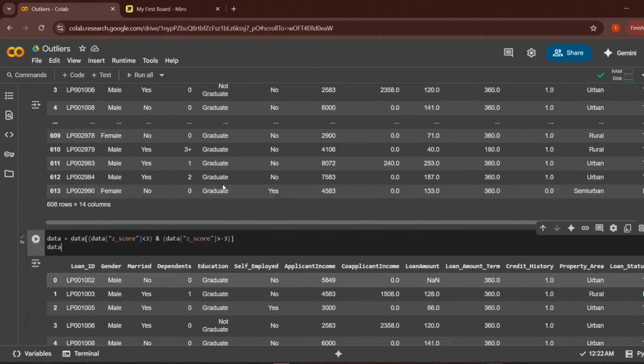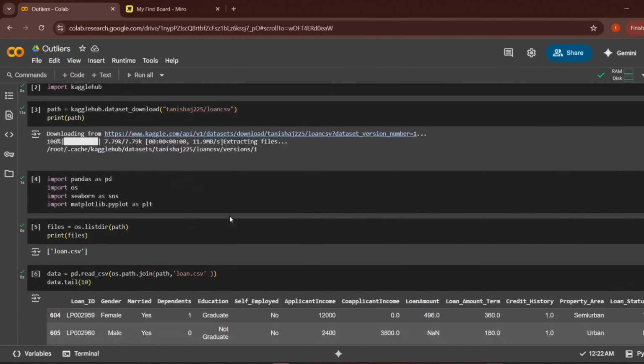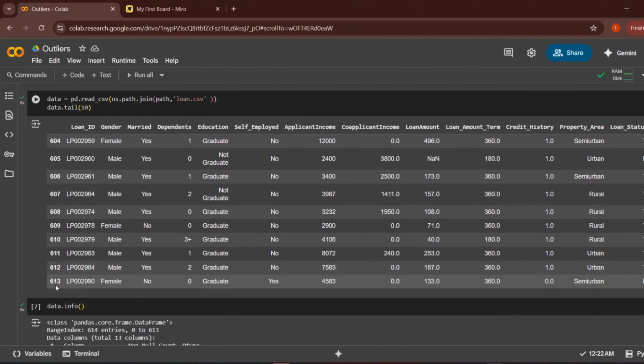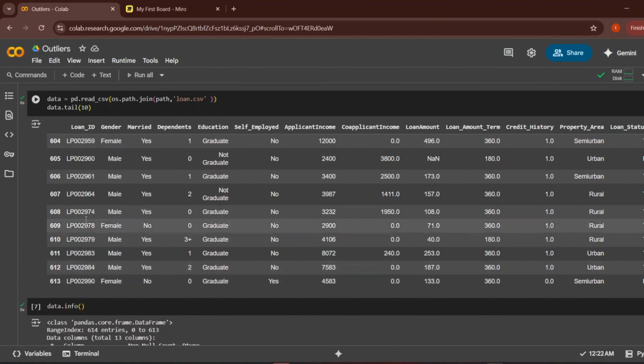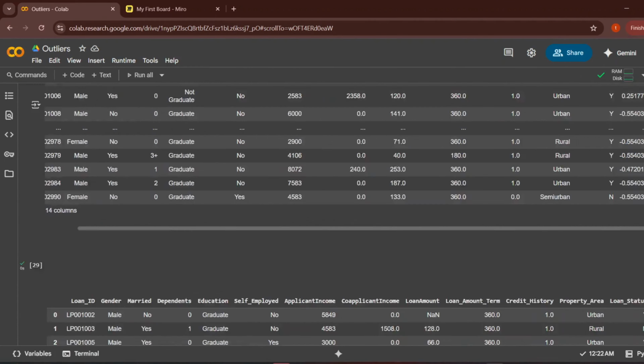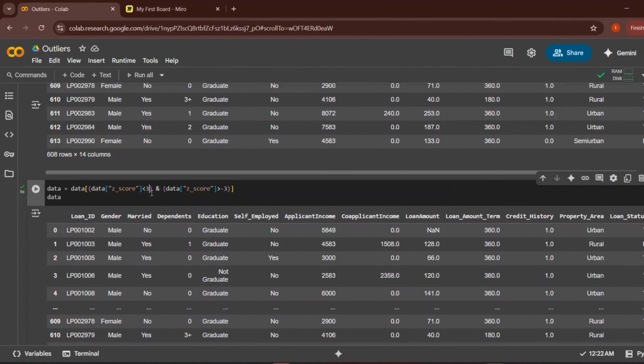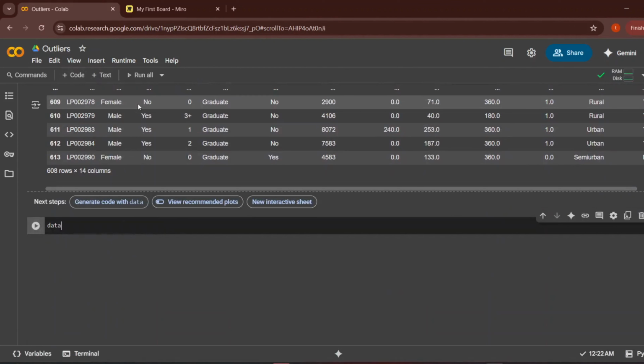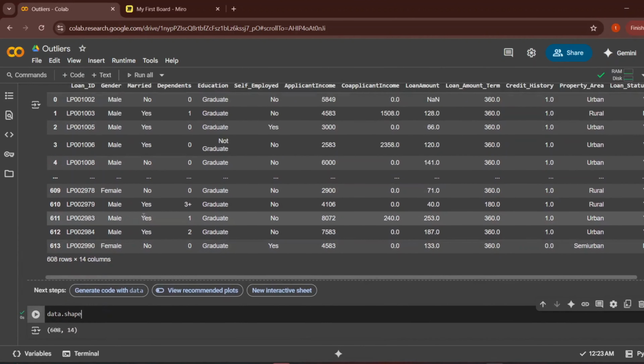So this is it. If you want, you can cross check it again. Initially there were in total 630 rows, but after applying the concept of z-score, we can cross check it using the data.shape command, and you can see the rows have been reduced to 608. So around 5 to 6 rows have been dropped, and those are the values that were actually outliers that we dealt with and dropped successfully using the concept of z-score.